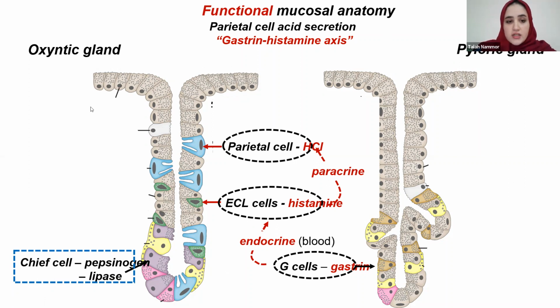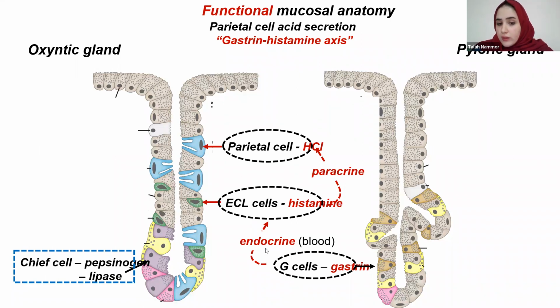So guys, as you can see here, this is the gastrin-histamine axis that I was explaining earlier. From the pyloric gland, the G cells in here will release gastrin. This gastrin will go up. It can go through the blood or it can go through the stomach itself, but it makes more sense to go through the blood, okay?